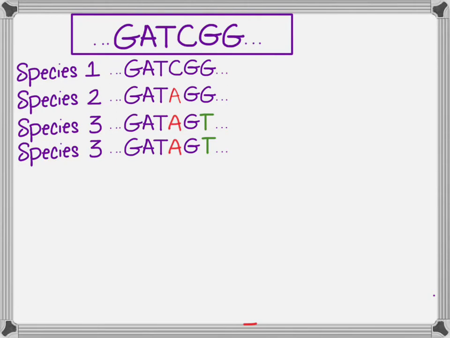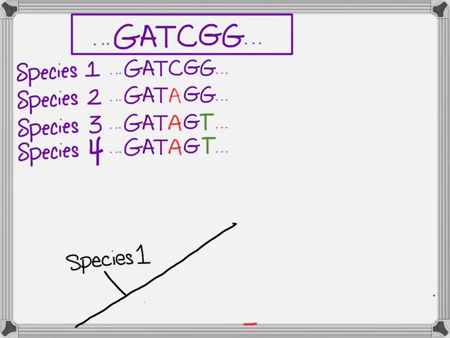And one of them has what we know to be our original sequence. Species 2, 3, and 4 all share a mutation on the 4th base that changes a C to an A. But species 3 and 4 have another additional mutation that isn't shared by species 2. Their 6th base has gone from G to T. Well, what would this look like on a cladogram?